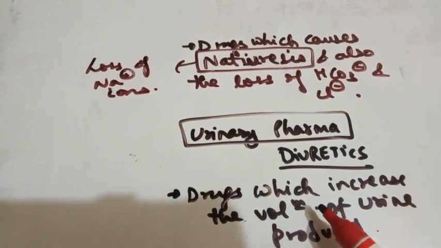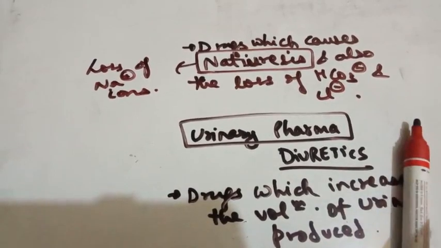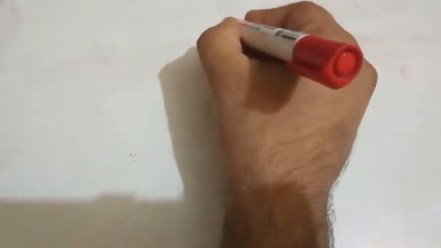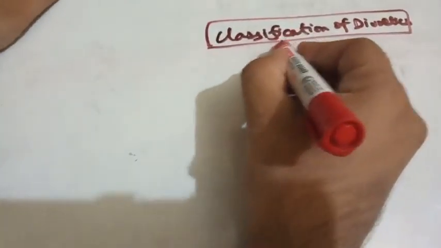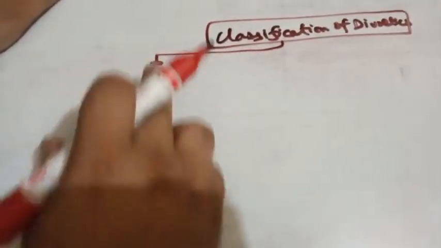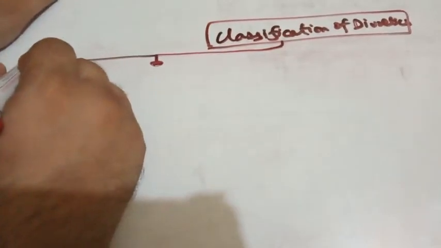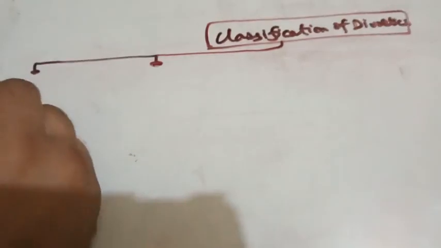Alright, now we will start with the classification of diuretics. Let me just erase this and then we will start. Diuretics can be divided into four classes. Let me check that this is visible in the camera. Yeah, this is visible. So diuretics can be divided into four classes.